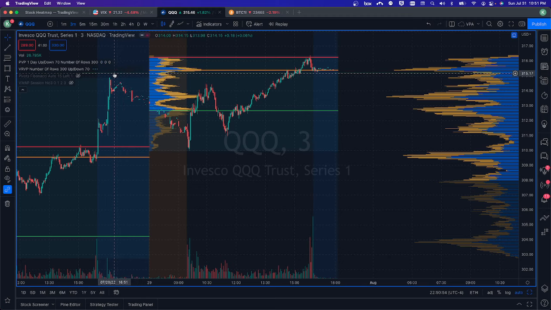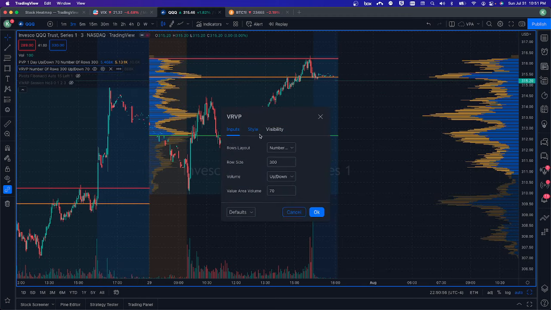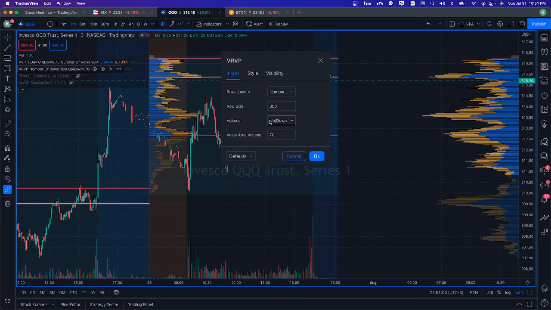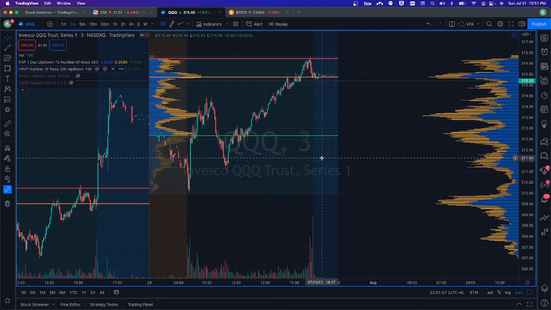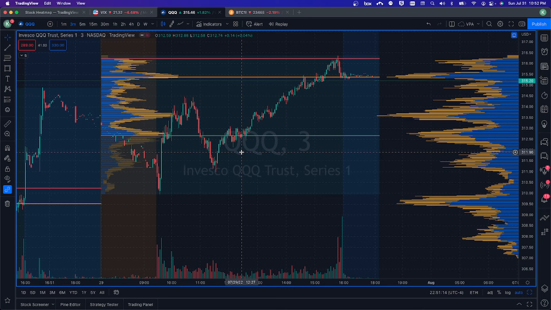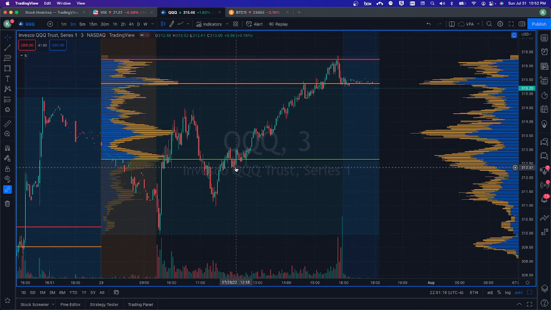And I have this configured in a similar way, except because of its dynamic nature, I turn off all of the value areas and POCs, and then row size 300, value area volume is 70. Technically, this can be set to 100 to give some better visibility, which I'm actually going to set now. And so the way I use this, I want to show what these volume gaps are and why I love them essentially. If we look here, we have these high volume nodes and low volume nodes, which are the gaps I'm referring to.